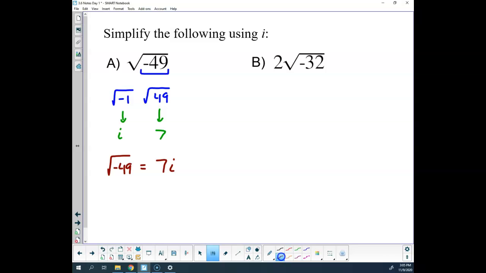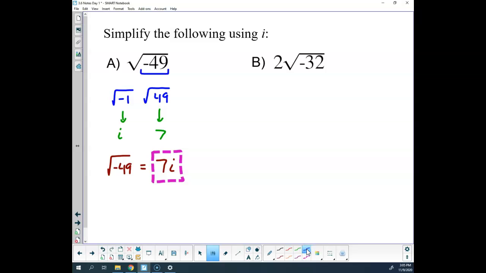Today, we're only looking at the principal root of those. Okay? Tomorrow, we will be adding in the plus or minus. But today, because we're just simplifying, we don't have to worry about plus or minus. Okay? The next one is 2 times the square root of negative 32.